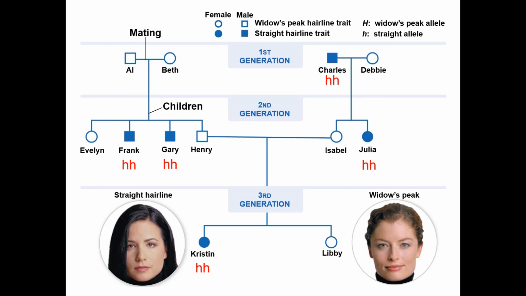If a parent with widow's peak has a child with straight hairline, they must be a carrier for the straight hairline trait. That means that Al, Beth, and Debbie all have to be heterozygous because they all have children that have straight hairlines. That also means that Henry and Isabel in generation 2 must be heterozygous because Kristen, their daughter, has a straight hairline. There are 2 individuals that could possibly be homozygous dominant, but we don't know, and that's Evelyn and Libby. This is because we don't know if Evelyn or Libby are able to have children with straight hairlines, so we can only write their genotype as H-.